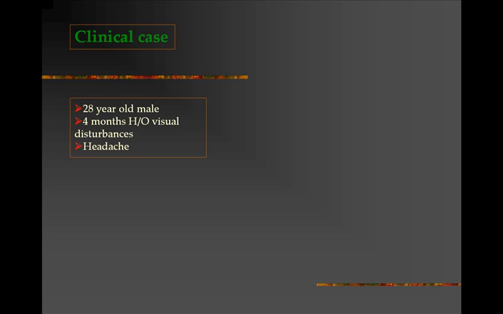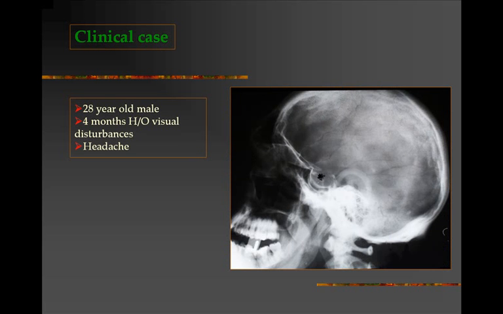Here's our first clinical case. We are presented with a 28-year-old male patient who has 4 months history of visual disturbances and headache. A lateral skull X-ray was taken, which is shown here. Note in this particular X-ray an enlarged sella turcica.